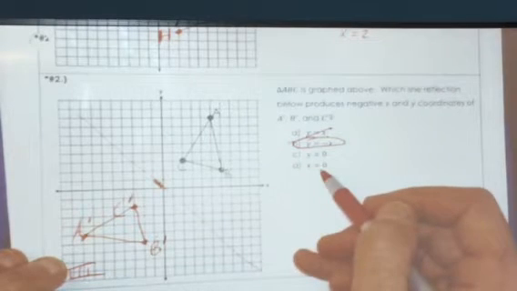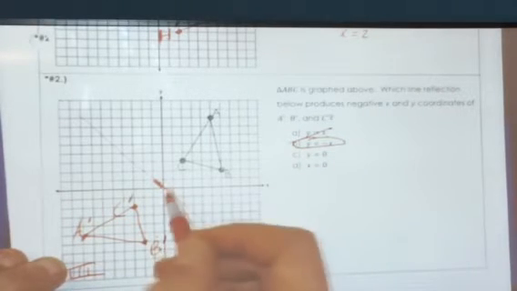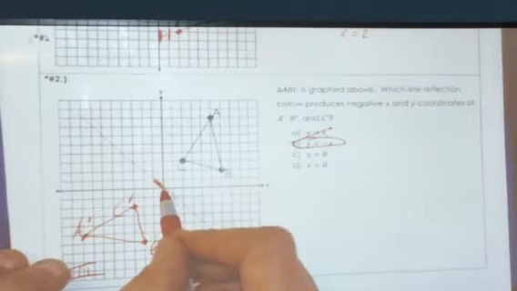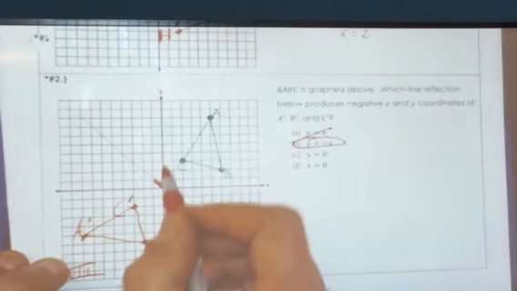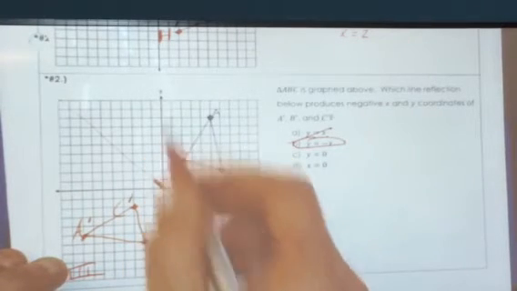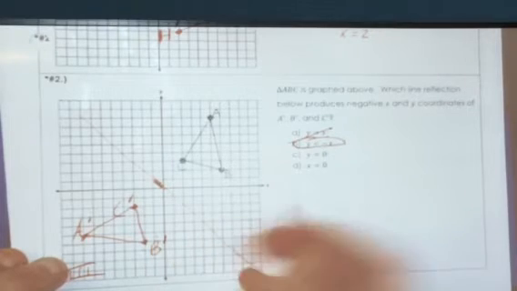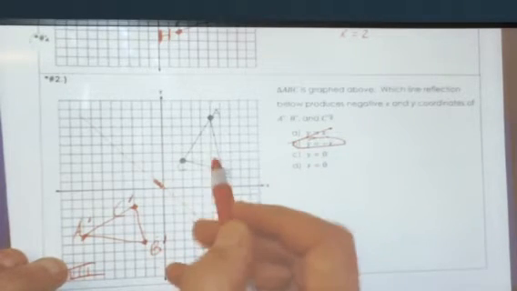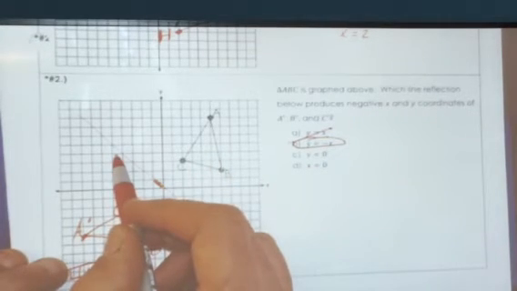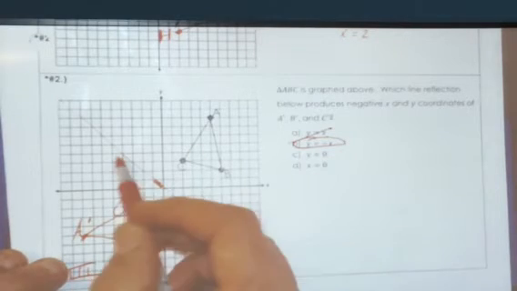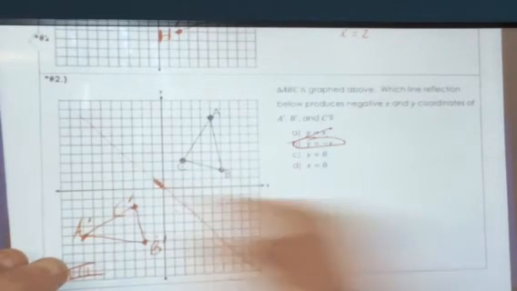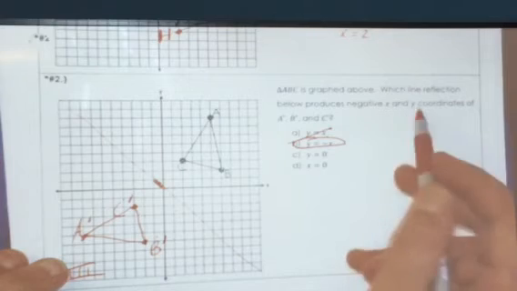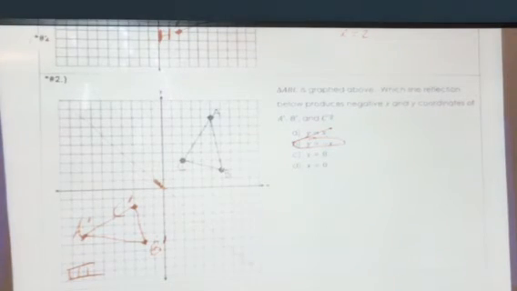x equals 0, so x equals 0 here, x equals 0 here, x equals 0 all along here. So if we reflect over x equals 0, then that's this reflection. Up here, the y values are positive. When the question asks, give me negative y values and negative x values. Great job, smarty pants. Two more.